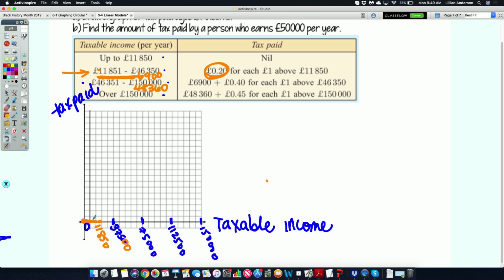Basically, anybody who's within this part pays 0 pounds in taxes. But after that, they're going to pay 20 cents for each pound above. Now, how can I represent the second bracket? From everybody that's from 11,851 to 46,350, how can I represent that? How much in taxes do they pay?